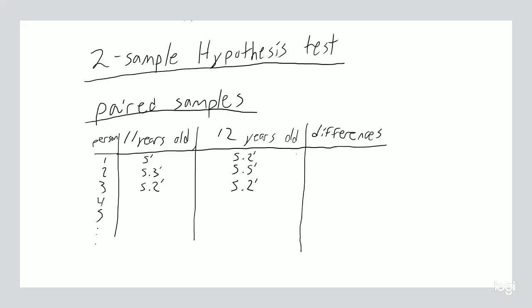Okay, so you notice every element in the first table for 11 years is tied to a particular element in the second table for 12 years because it's the same person. We're comparing that 5 only to that 5.2. We're comparing that 5.3 only to that 5.5. We're comparing this 5.2 only to this 5.2, and so on. So we're looking at those differences.